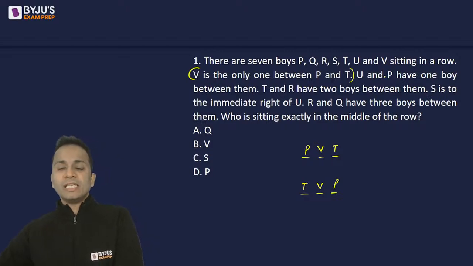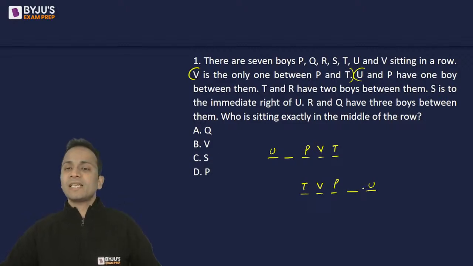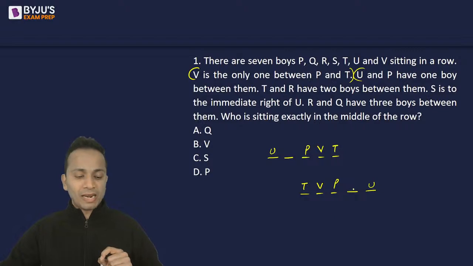Now, next is U and P have one boy between them. So it cannot be V. So U has to be on the left of P in the first arrangement, and U has to be on the right of P in the second arrangement. So I am making these two cases parallelly.